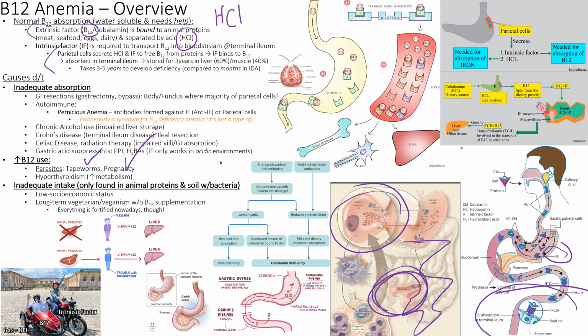And it takes like 3 to 5 years for this to happen. It takes a while, okay? Compared to iron deficiency and folate deficiency, which takes like 3 months, right? This takes about 3 years for you to develop B12 deficiency anemia.